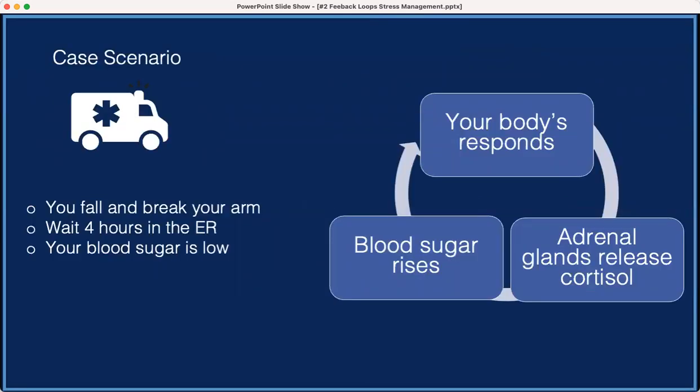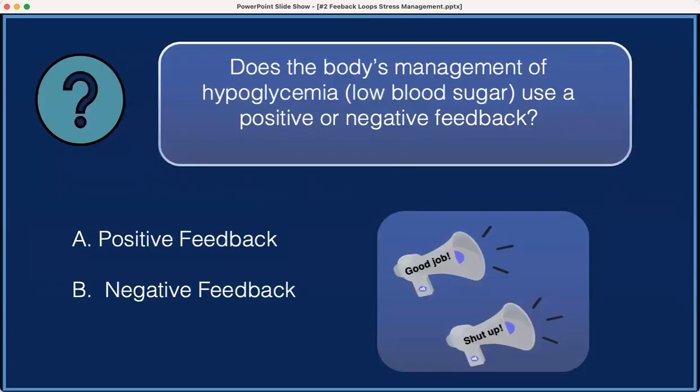So here's a case scenario. You fall, you break your arm, you wait 4 hours in the emergency room, and by then your blood sugar is very low. Your body responds by having your adrenal glands release cortisol from the adrenal cortex. Your blood sugar rises and the cortisol production stops when the blood sugar comes up. So does the body's management of low blood sugar, otherwise known as hypoglycemia, use a positive or a negative feedback?